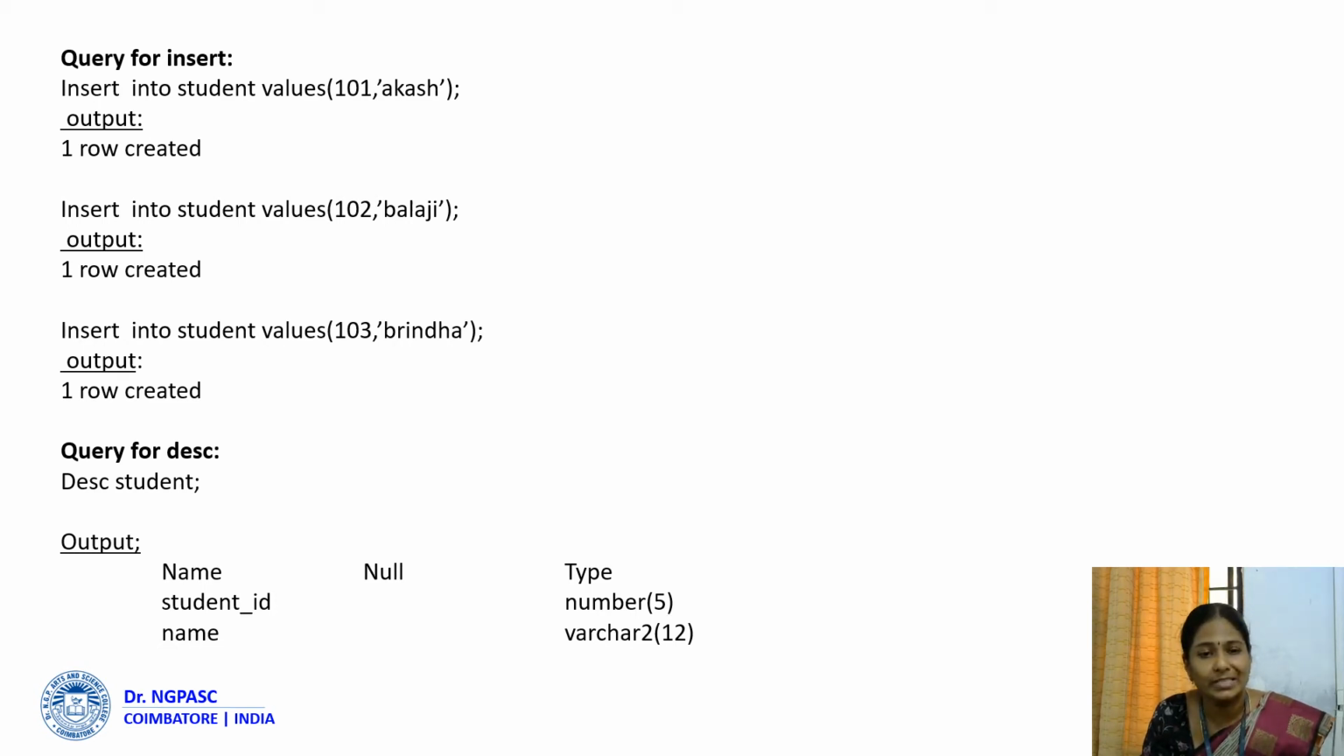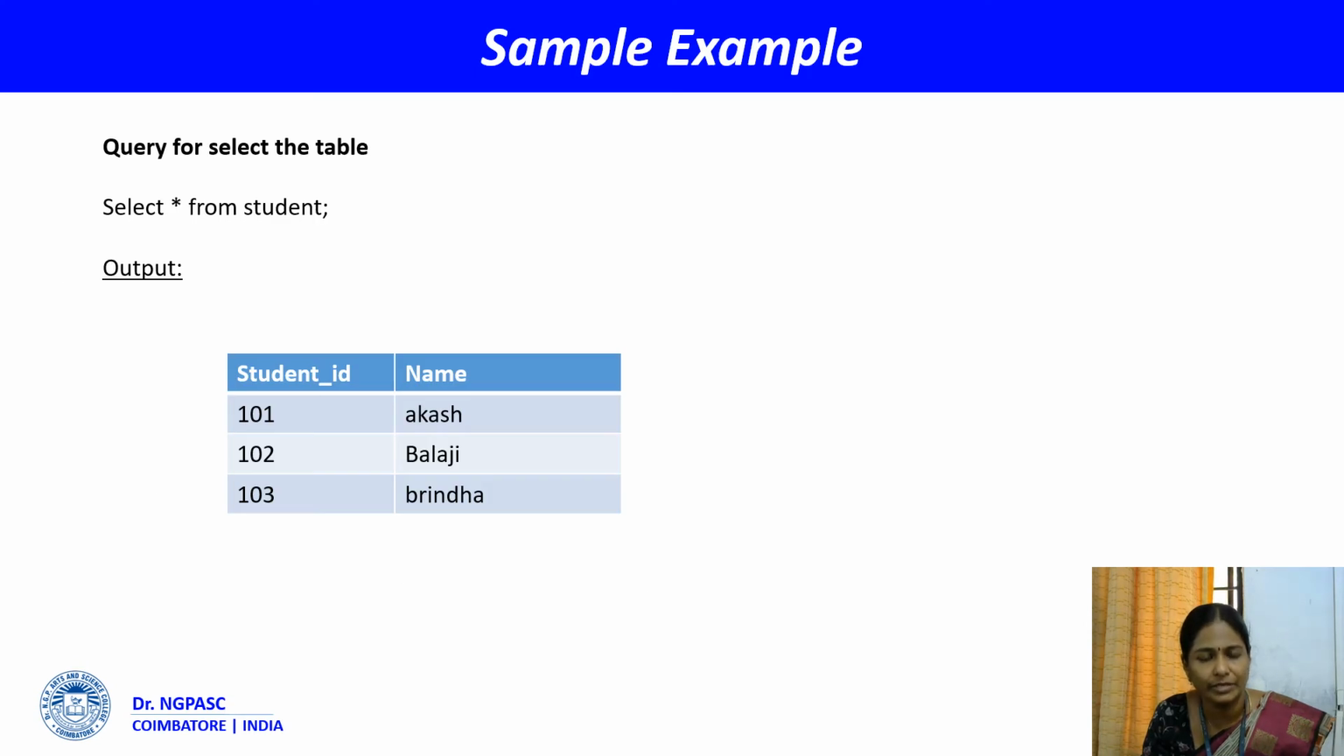If you want to see the description of the table, use the query desc, or describe. Desc student, and automatically the description of the particular table will be printed on the screen. Next, if you select from the student table, the data you inserted by using the insert queries will be displayed from the table.